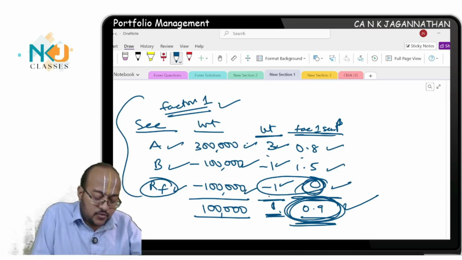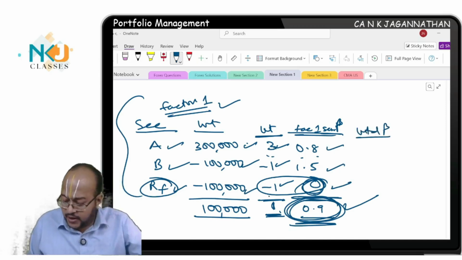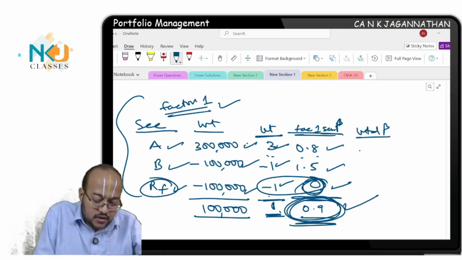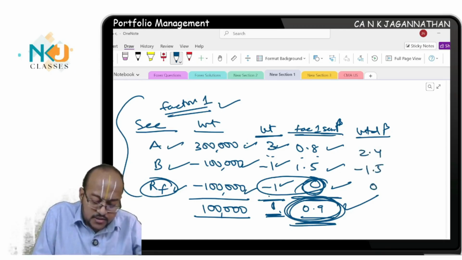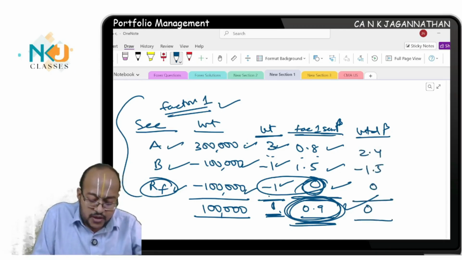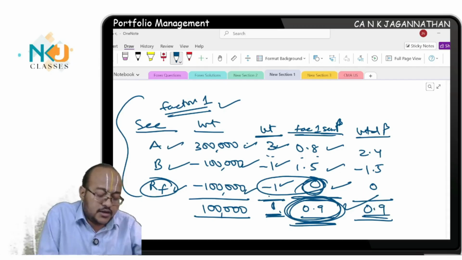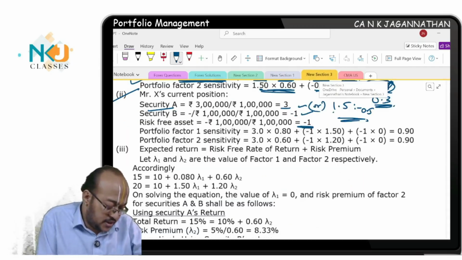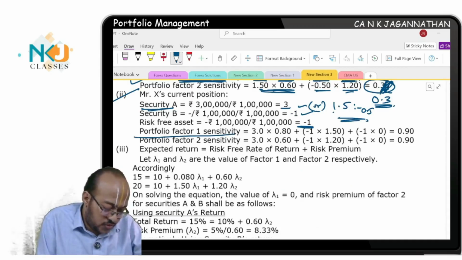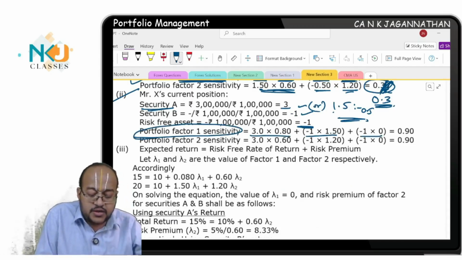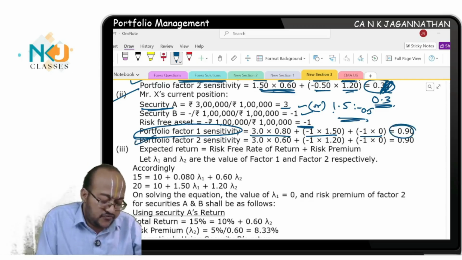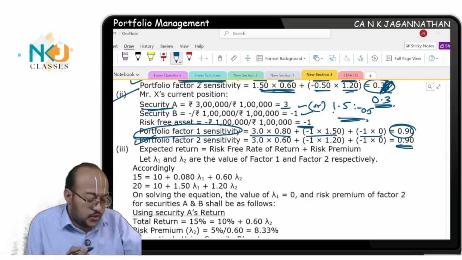So weighted beta, how much is the weighted beta? Tell me children. 3 into 0.8 plus, see, weighted beta sensitivity, 3 into 0.8, how much is that? 2.4, minus 1 into 1.5, minus 1.5. This is 0. 2.4 minus 1.5, 0.9. Are you all understanding? Same way for the second part, see here, portfolio factor 1 sensitivity, 3 into 0.8 plus minus 1 into 1.5 plus minus 1 into 0, anyway 0.9. Same way factor 2 sensitivity comes to 0.9. You can simply go through.